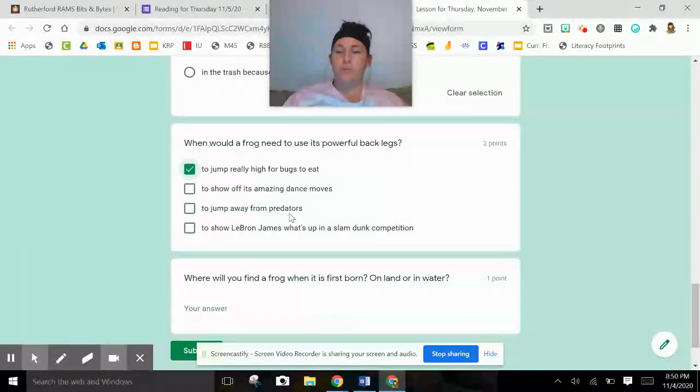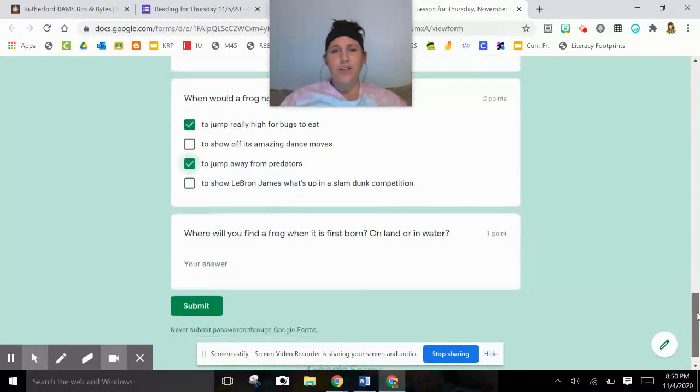To jump away from predators. So predators are those animals that are trying to eat frogs, and that's definitely something that could kill them. These animals want to survive, so I definitely think that's a way they would want to use their powerful back legs. The last one, to show LeBron James what's up in a slam dunk competition. I don't think that frogs are worried about showing LeBron James what's up. So we're going to leave that one blank.